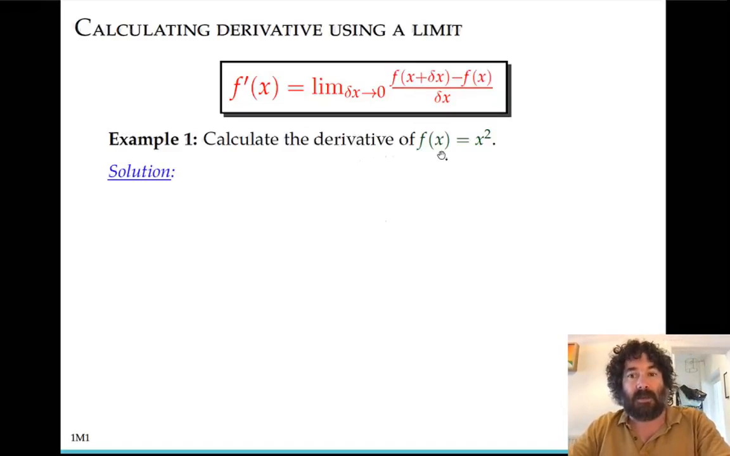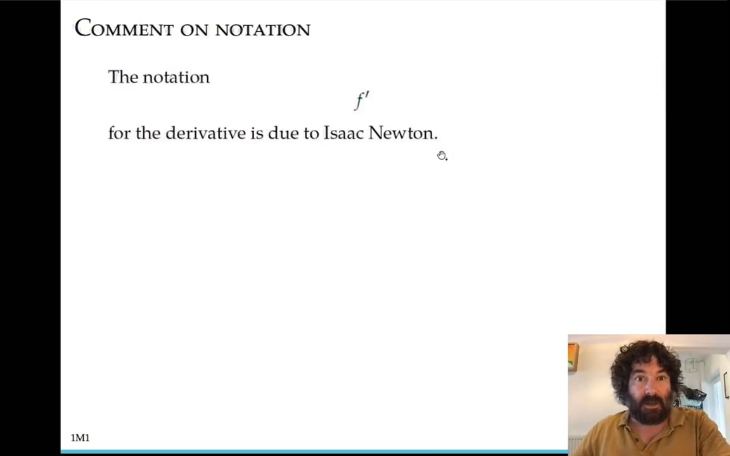Okay, so we can calculate the derivative in this way using this limit definition. But in fact, as I said, we're going to mostly use a series of rules for calculating derivatives that we're going to study over the next lecture or the next video or so. I do want to mention a few things about the notation for derivatives before getting on to those rules, though.